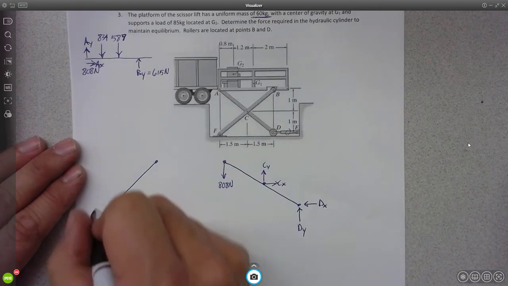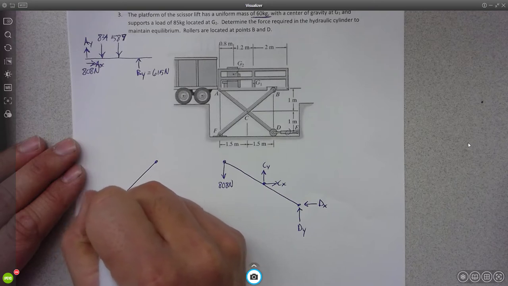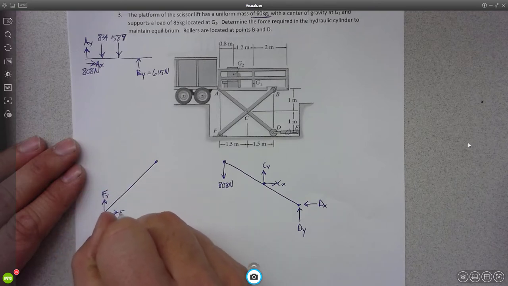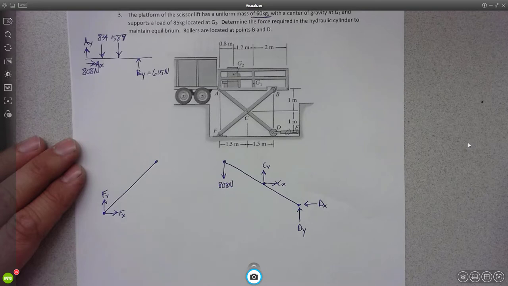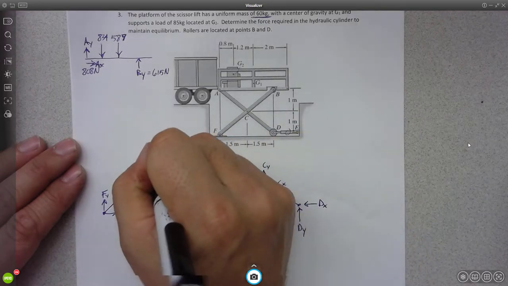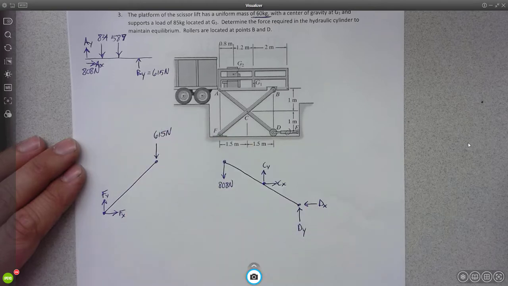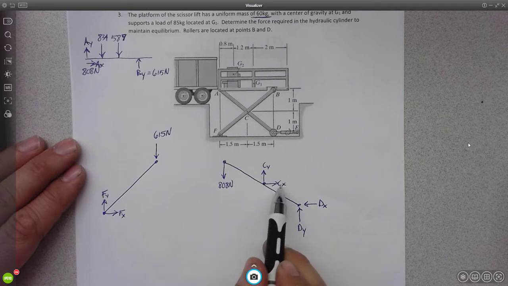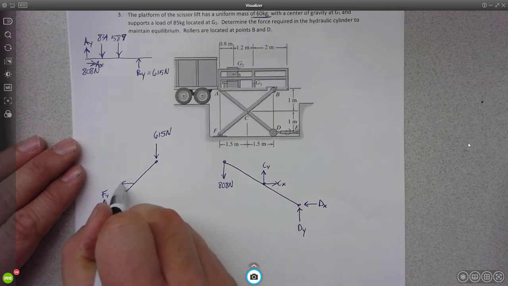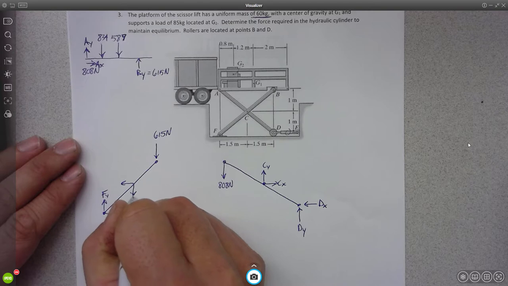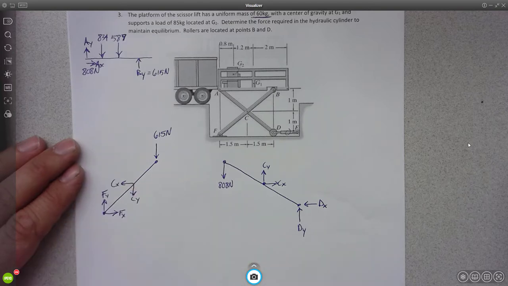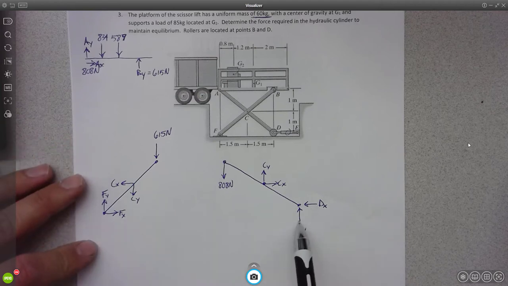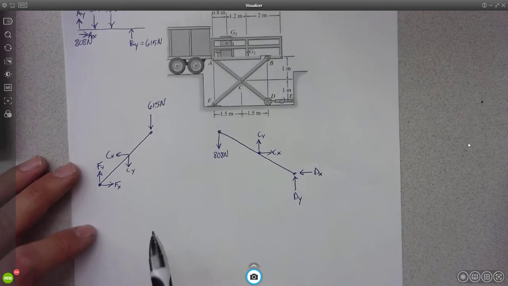And for member BF, we could say that we'll have some FY, some FX. At B, we know 615 newtons down. And then CY, CX, we've already drawn them here, so we have to draw them equal and opposite on this member. Okay. And now if I look between the two of these, I have 1, 2, 3, 4, 5, 6 unknowns. And I can write 6 equations.